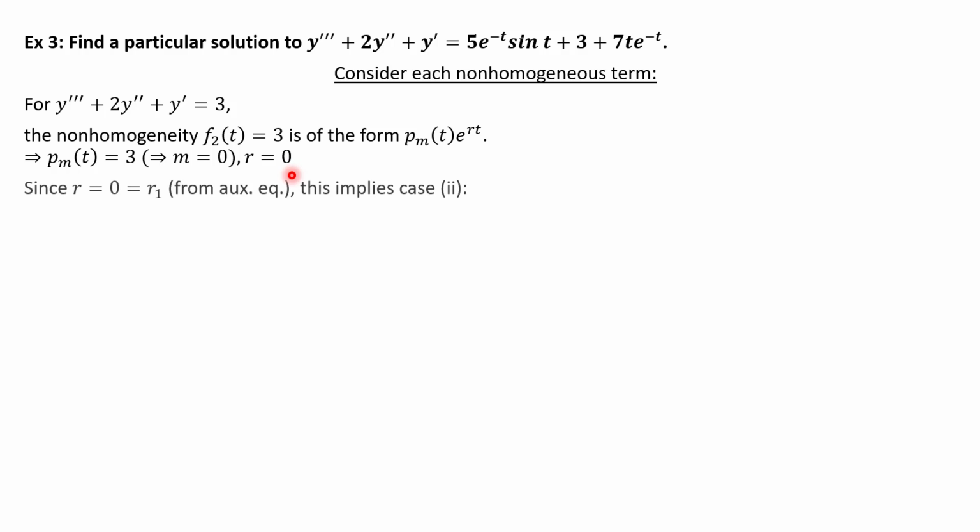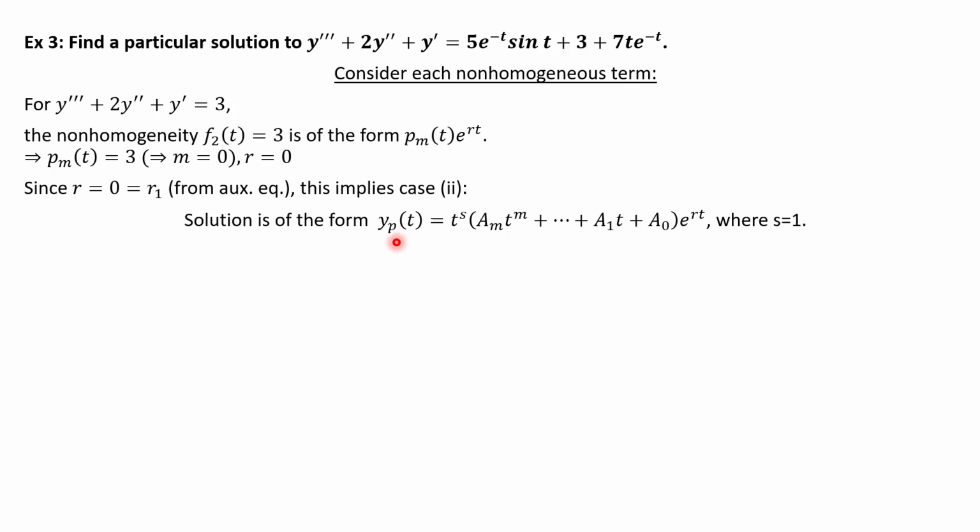r is 0. Okay, so our root associated with this non-homogeneous term matches with one of the roots from our auxiliary equation. It matches with one single root, it was 0. And so that is why we're going to pick case 2. So for case 2, we have this format of our answer, and s is 1 for case 2. Okay, so we fill in our values. s is 1, m is 0, r is 0, and we get y2 equals a0 t.